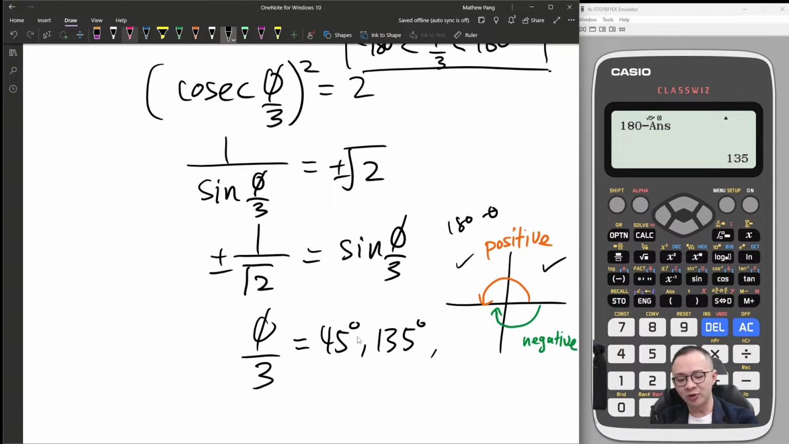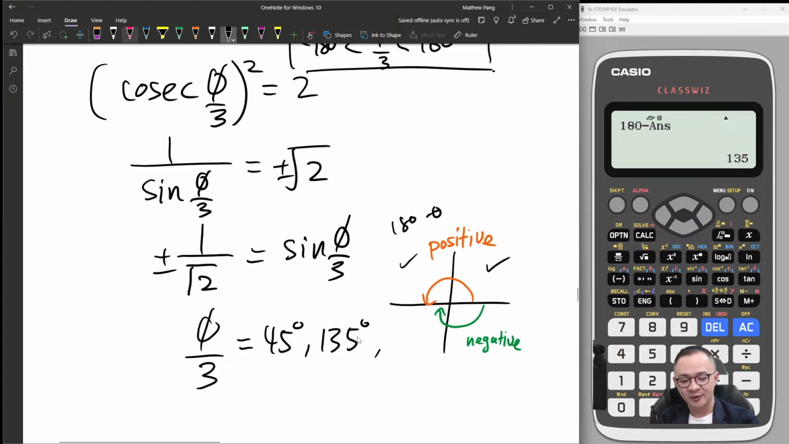Okay, then I want to get my negative angles. Negative angle, the first one is negative theta, so it's just negative 45. Then the next one is negative 180 plus theta, so it's negative 135. I write it at the bottom so it looks better.